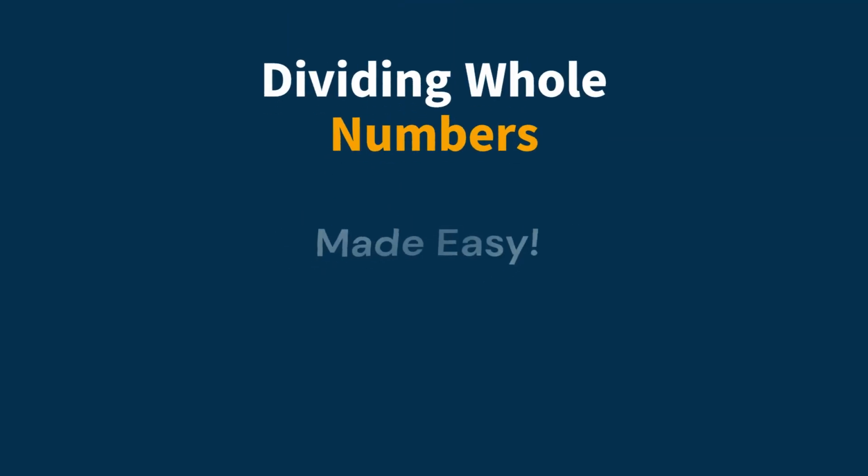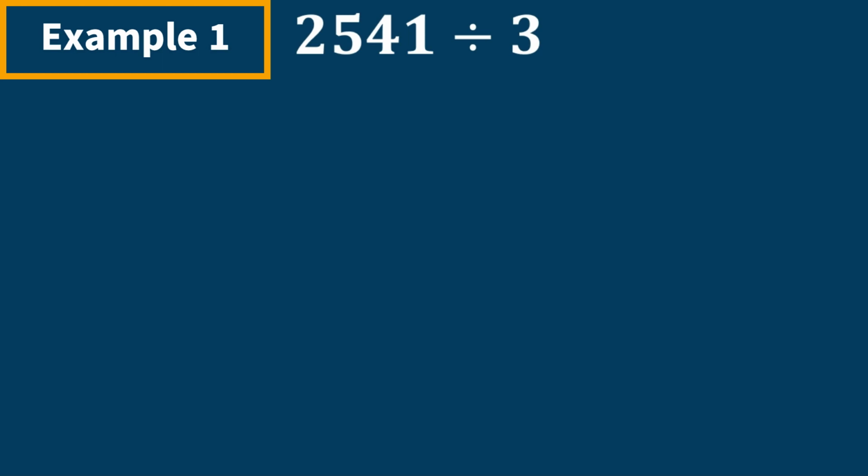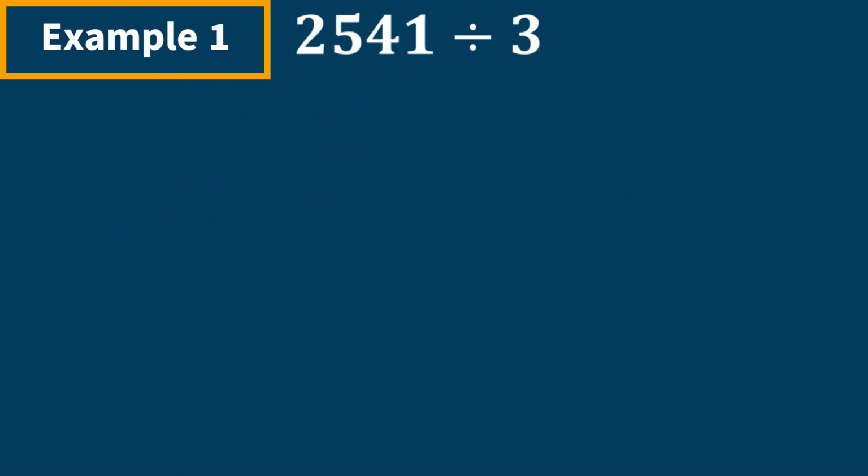Dividing whole numbers, made easy. Example number 1. We have 2,541 divided by 3. The 3 is called the divisor, and this other number here is called the dividend. So the divisor, or the 3, is going to go on the outside. The dividend is going to go on the inside, like this.